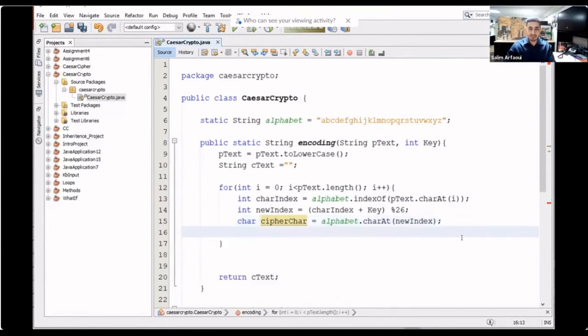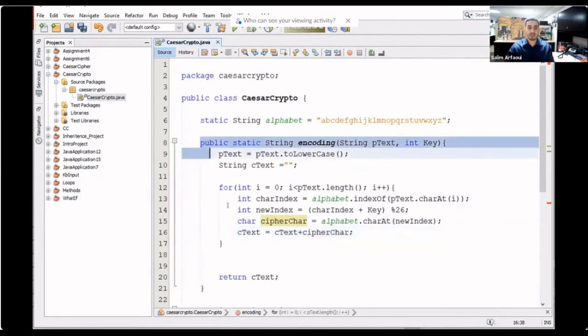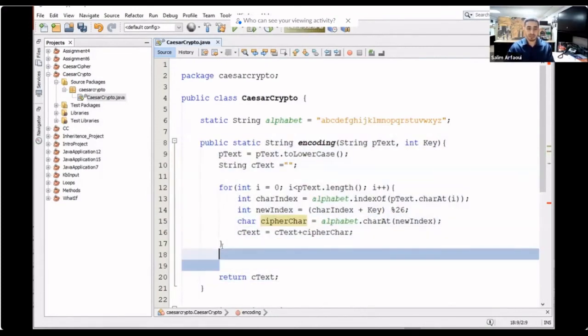Okay, now the last thing that we're going to do is that ctext is going to equal to what? Because ctext is a string, we're going to assemble all the characters that we get from this line, because we are looping. That means we're going to generate multiple characters. So let's just assemble them, and that is cipher char. That's what I called it. Okay, so this is my encoding method, and this is going to do the encoding for me.